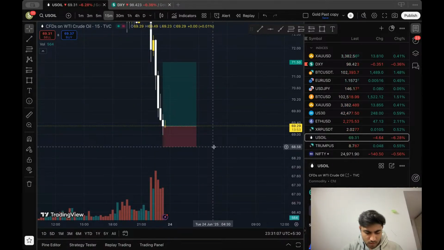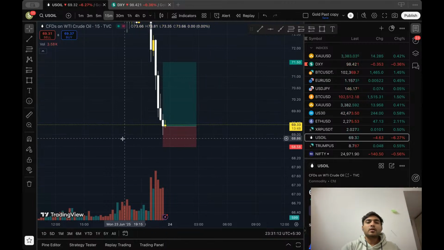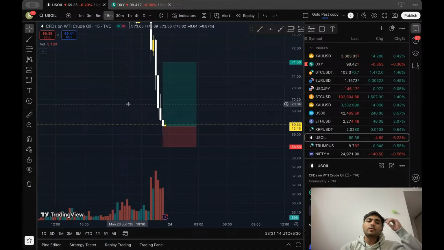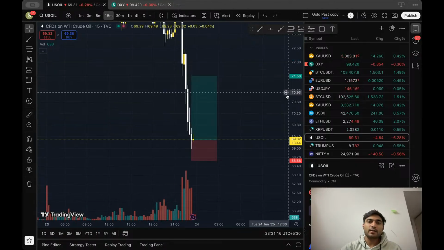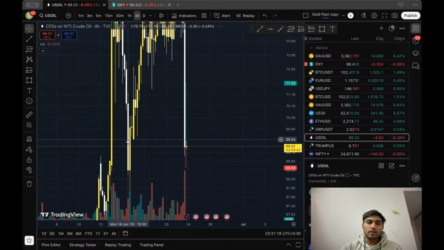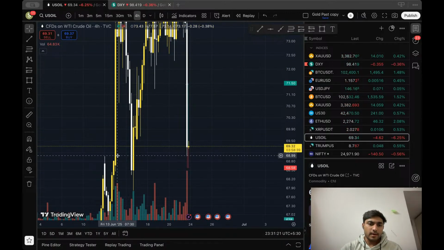So that is the trade. I'm just testing it out. If you trade oil, if you know that this is right, I feel that it is. It's testing a good level.